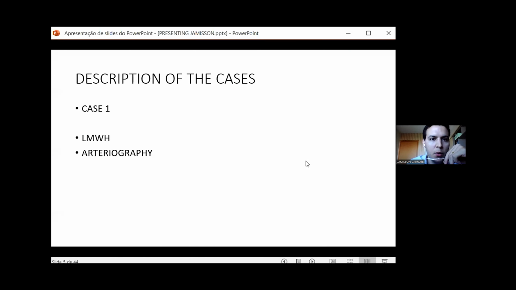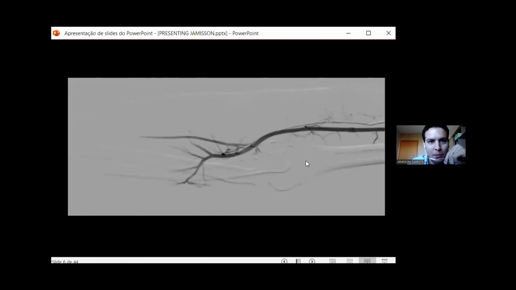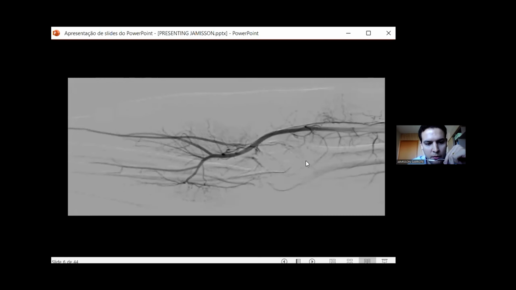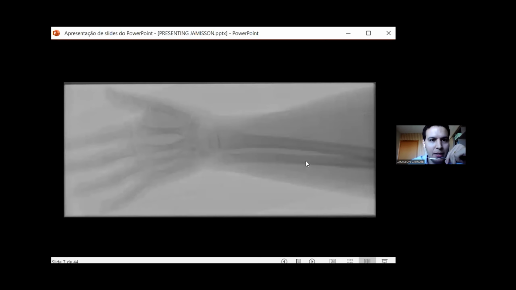She had a Doppler ultrasound that showed no flow in the digital arteries. Full anticoagulation with low molecular weight heparin was initiated and she underwent an angiography, which showed, as you can see, contrast being retained in the muscular arteries of the forearm. In that image, you can see the contrast retained in the radial artery and no contrast filling the hand.